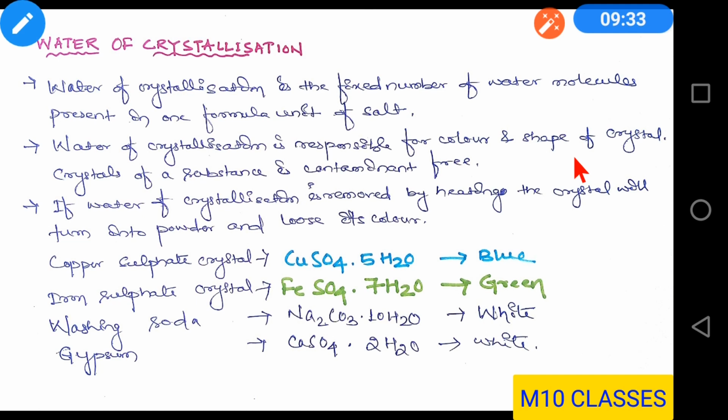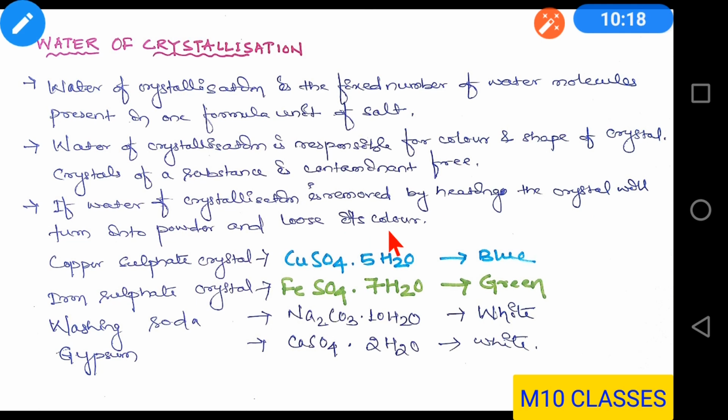Now what is the significance of this water of crystallization? It provides color and it is responsible for the shape of the crystals. Now those salts which have water of crystallization are known as hydrated salts. They are hydrated, but don't be confused that they are wet. They are not wet. They are forming crystals which contain these molecules of water. Now, what will happen if the water of crystallization is removed? If the water of crystallization is removed by heating, the crystal will turn into powder and will lose its color.